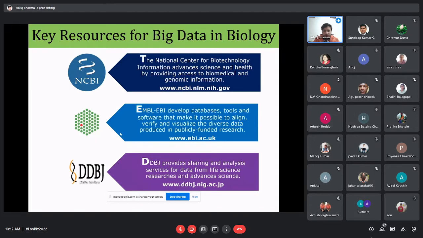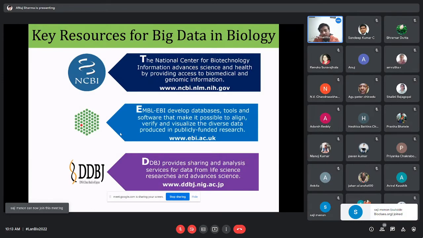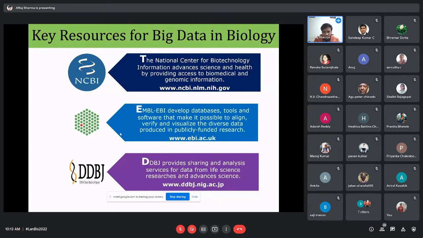Now, the key resources for big data, as I told earlier, are NCBI, EBI, and DDBJ. They hold big data for the analysis of genomic, proteomics, and metabolomics data. So everything is there. There are some online tools and some standalone tools also available. If you are familiar with the command line, then you can also go for some commands and analyze your data, retrieve your data, and store your data in different formats. That is the facility these databases offer.